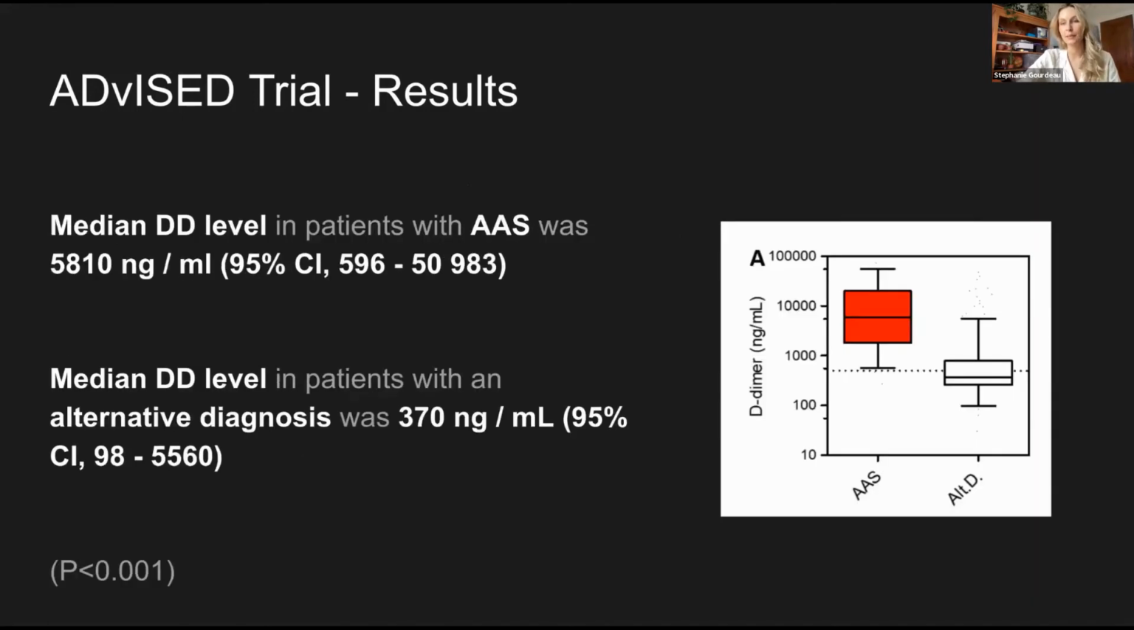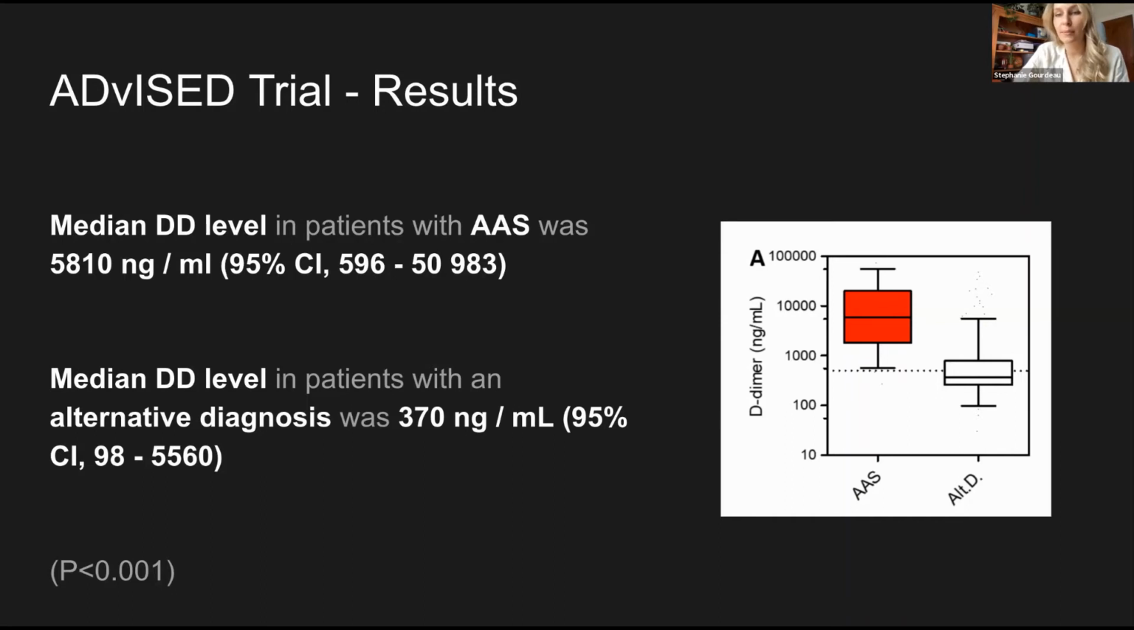In terms of the D-dimer results, the median D-dimer level in patients with acute aortic syndrome was 5,810 nanograms per milliliter, along an interval ranging from 596 to 50,983. The median D-dimer level in patients with an alternative diagnosis was 370, with an interval going from 98 to 5,560. These results were statistically significant with a p-value of less than 0.001, but the very wide overlapping confidence interval seems non-discriminatory.